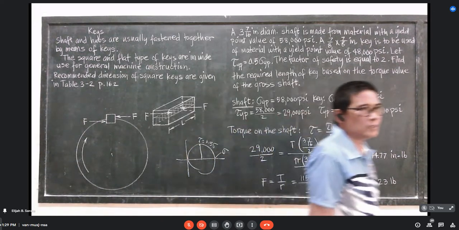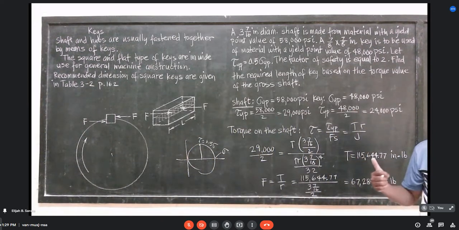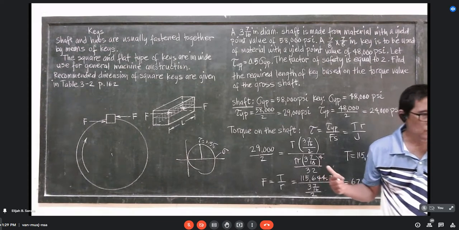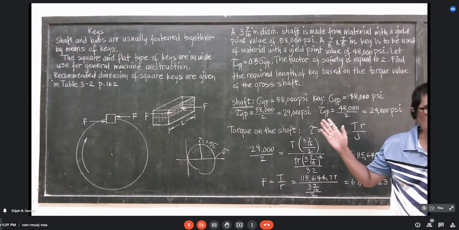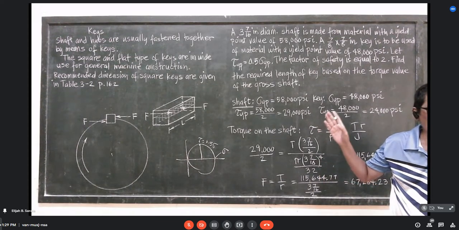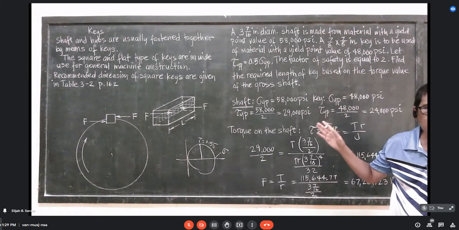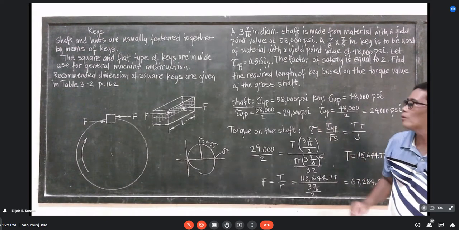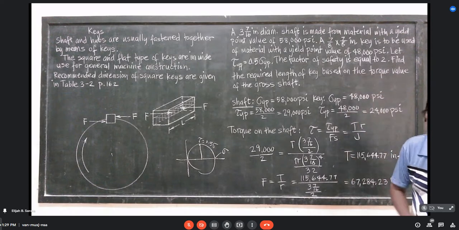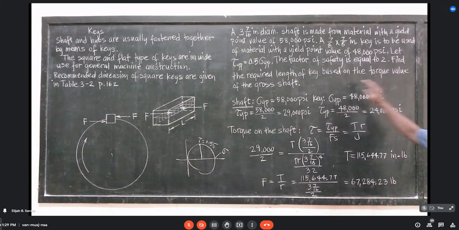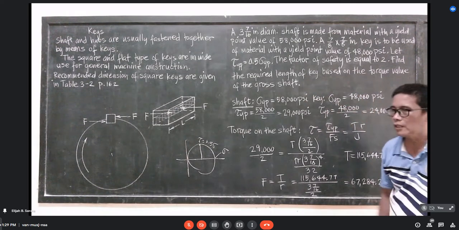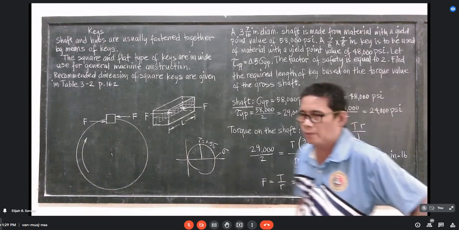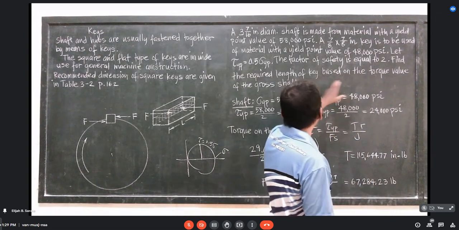Now it did not specify whether it is for the key or for the shaft. So it holds true, no? Factor of safety for the key is 2 and factor of safety for the shaft is also 2. It was not specified. So, we are going to find the length of the key based on the torque value of the gross shaft. Okay, what does this mean? Torque value of the gross shaft.